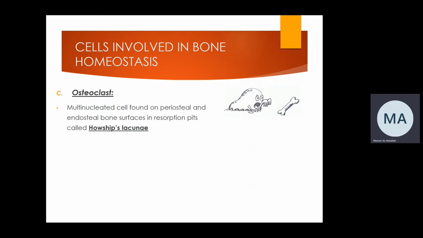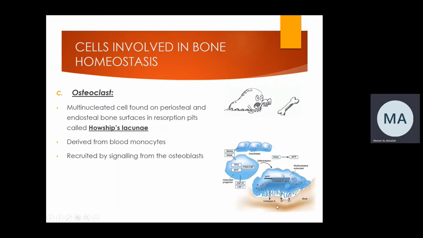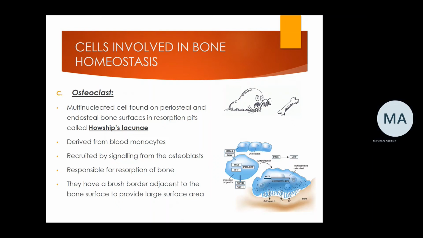Osteoclasts are multinucleated cells found on periosteal and endosteal bone surfaces. So not only at the outer surface, but also at the inner surfaces of the bone. And they are found in resorption beds called Howship's lacunae. So as you can see, there is a small groove or bed, and they are found there. They are derived from blood monocytes, and they are recruited by signaling from the osteoblasts, as we said. Their job is to resorb bone, and to do so, they have a brush border adjacent to the bone surface to provide as large a surface area as possible for efficient bone resorption.